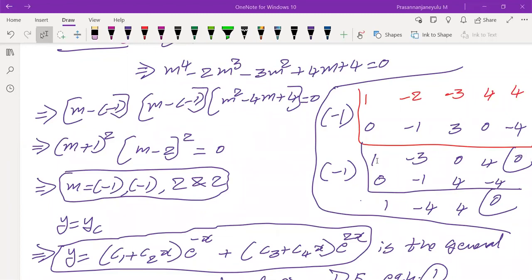But if any of you are using an old calculator, that means the class FX991EX Plus, then there you can find the roots of a cubic polynomial only, up to cubic. But here the given equation is of order 4.